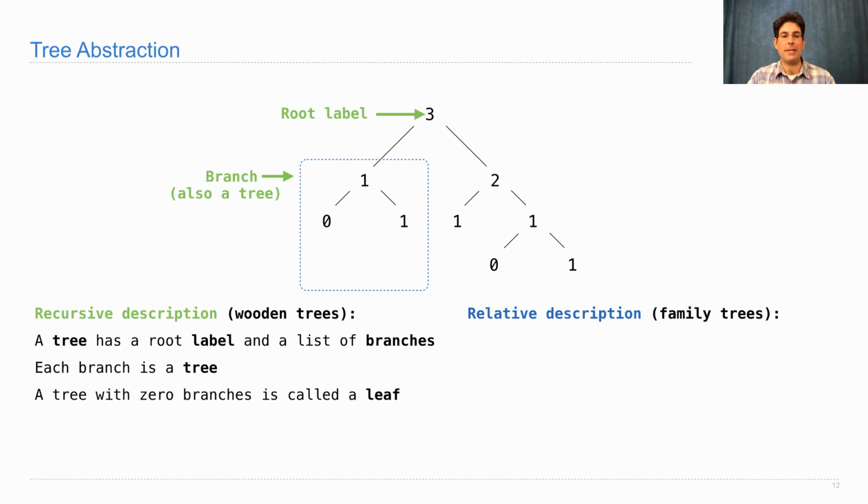A tree with 0 branches is called a leaf. So there's a leaf with no branches. It does have a root label of its own.